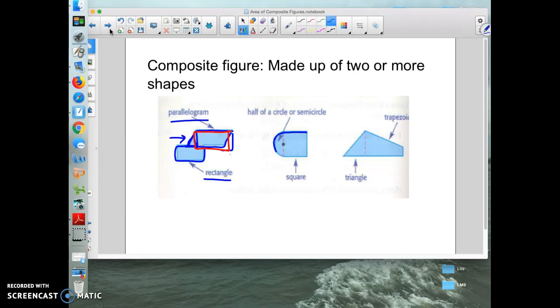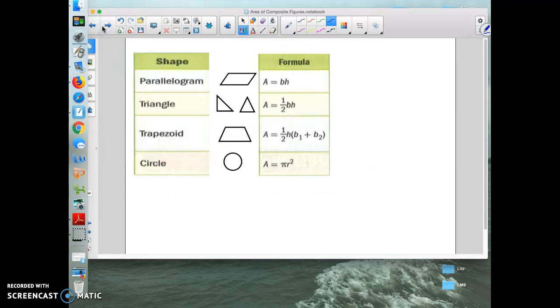This shape right here kind of looks like half of a basketball court, and this makes a semicircle and a square. This shape looks like a weird triangle has been cut, but it makes a triangle and a trapezoid. A trapezoid has two bases that are parallel and two sides that are not parallel. We just need to make sure we know what our shapes are before we start. You need to pause the video and take down notes of these shapes.